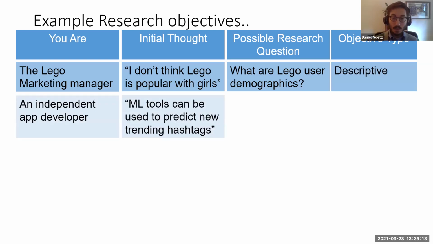So next one, I'll ask you guys to maybe think of a research question that might be motivated by the thought. So you're an independent app developer, right? So you're writing software. And your thought is that machine learning tools, which are kind of statistical tools, can be used to predict trending hashtags, right? So you can use statistics now to maybe predict which hashtag is going to be popular before it becomes too popular, right?